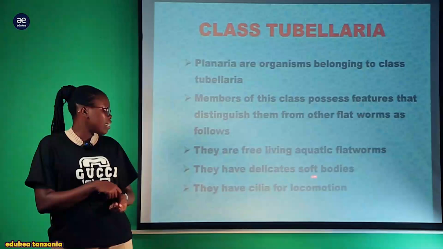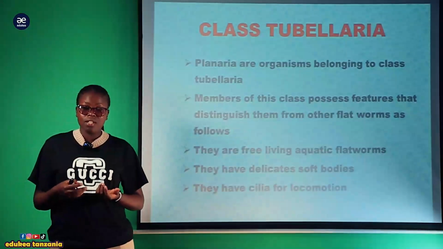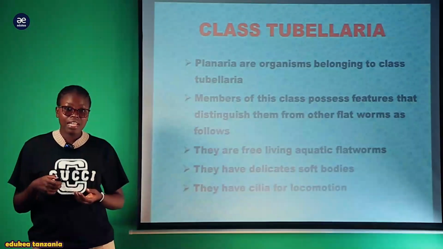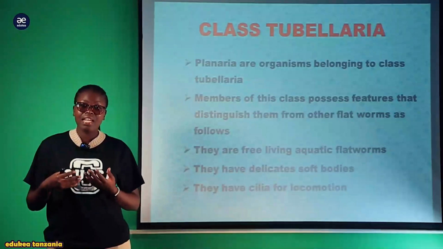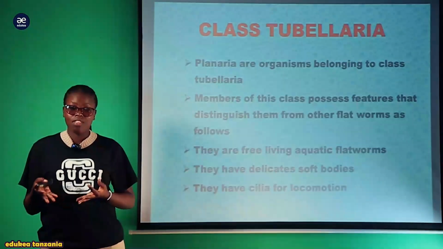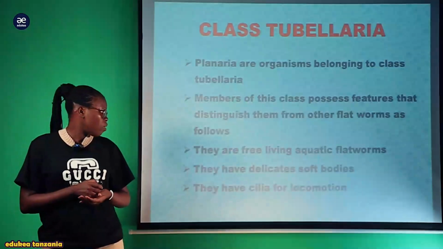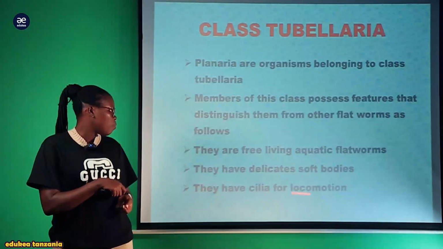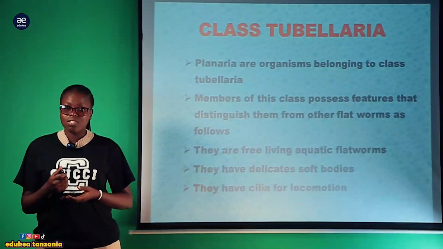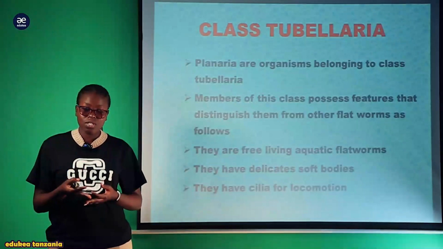Also, they have delicate soft bodies. Their body parts are very delicate, made of a hydrostatic skeleton, meaning that they can break easily if subjected to any stress. They also have cilia for locomotion. Cilia are the main organ used to move from one place to another.